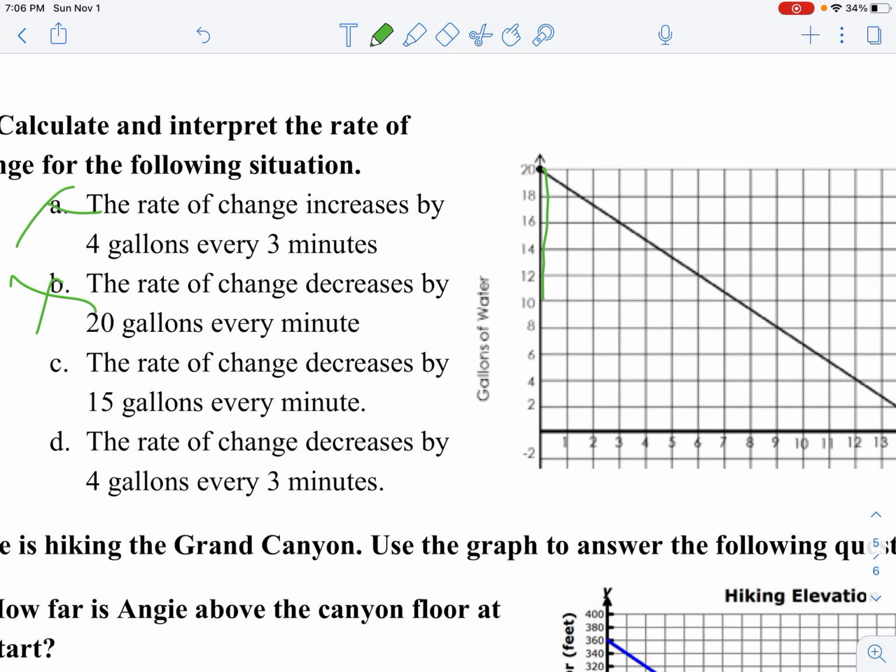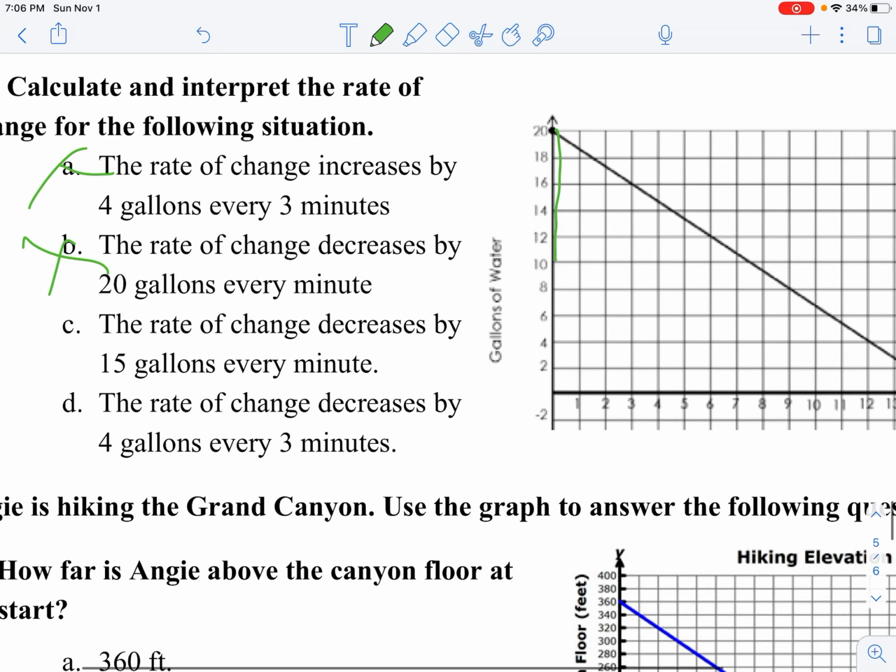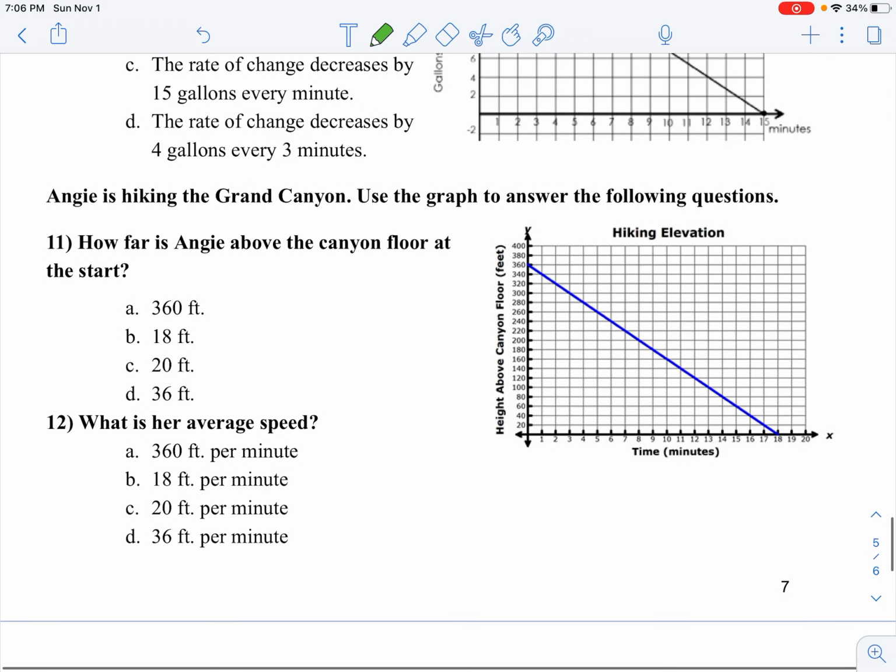The answer is D, the rate of change. It's going down 4 over 3, and I'm not able to show you that, but if you count down 4 gallons, that would put you from 20 to 16, and then you could go over every 3 minutes, so that would put you over 3 boxes, and that would put you on your line. So the answer on that one was D.